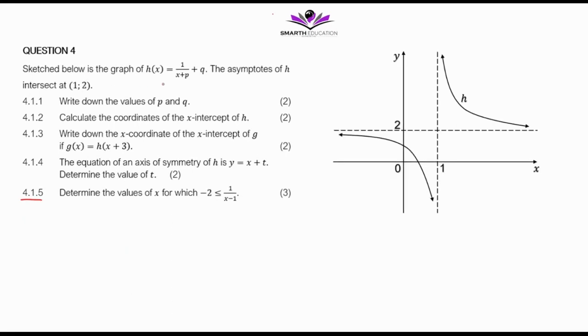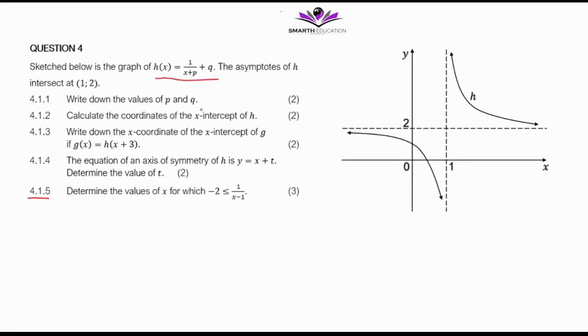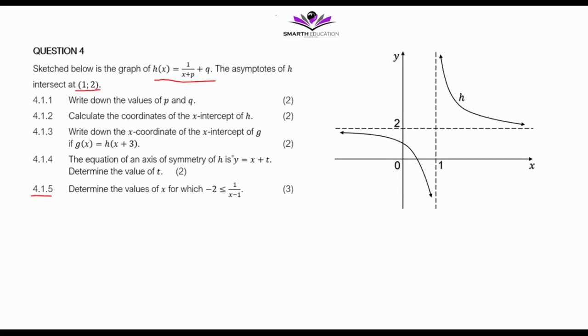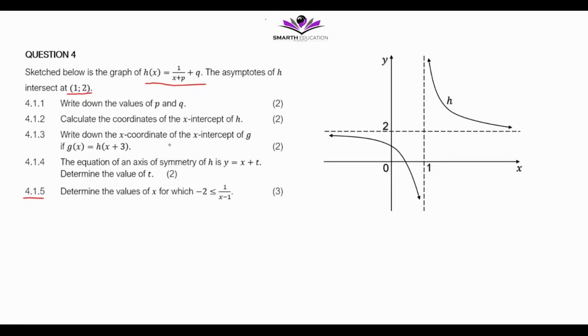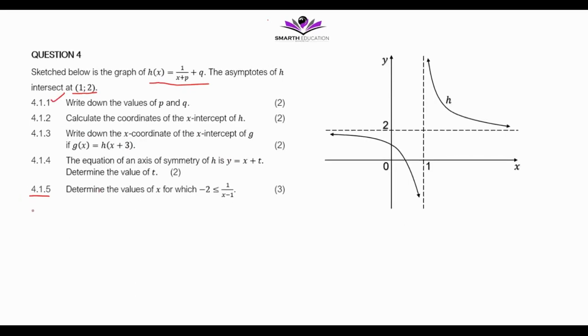Sketched below is a graph of h of x is equal to 1 over x plus p plus q. The asymptotes of h intersect at this point. From the previous questions, we managed to find the value of p and the value of q. So meaning that h of x is 1 over x minus 1 plus 2.